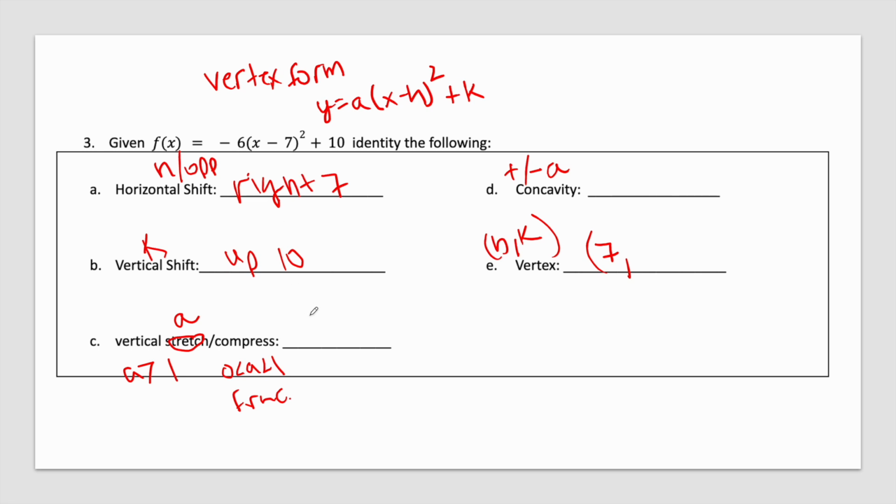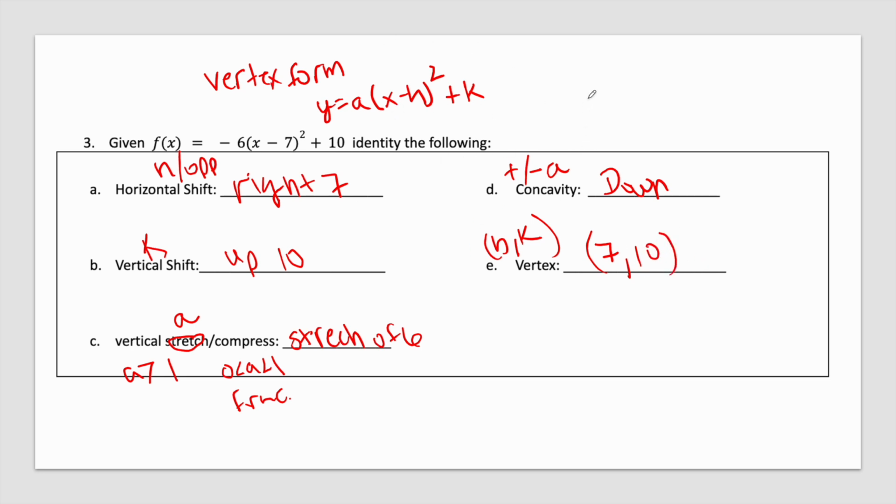This is a stretch because it's a 6. 6 is definitely greater than 1. Our concavity is down because we have a negative 6. And then the other portion of our vertex is this up 10, so positive 10.